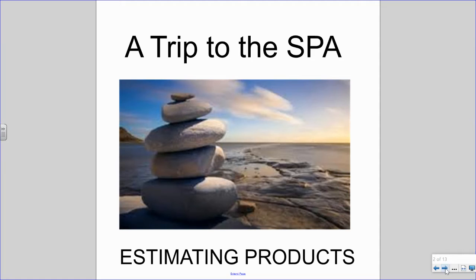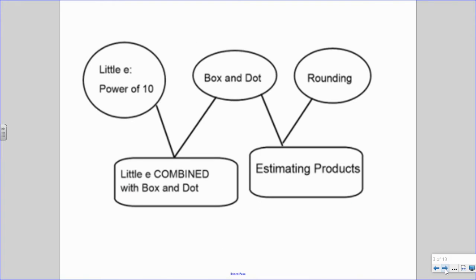And I call estimating products a trip to the spa because if you're asked to find the actual product of an answer, you know you're going to have to work hard and put in a lot of effort. But if you ever see the word estimate, that word tells you it is nothing but a relaxing trip to the spa. Now, let me explain to you what estimating products means.